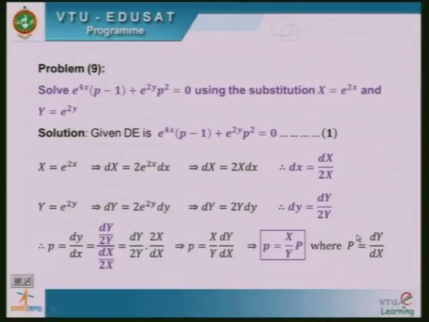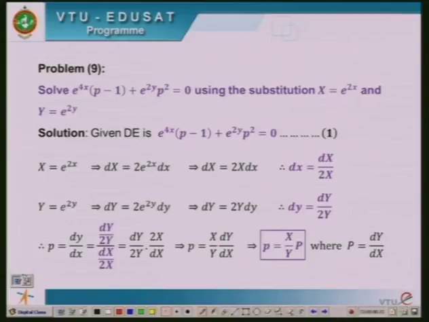Problem number 9. Solve e to the power of 4x into p minus 1 plus e to the power of 2y into p square equals 0, using the substitution capital X equals e to the power of 2x and capital Y equals e to the power of 2y. Given differential equation is e to the power of 4x into p minus 1 plus e to the power of 2y into p square equals 0.